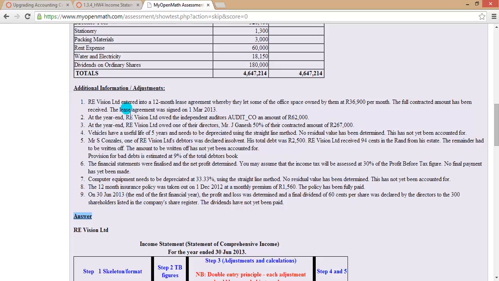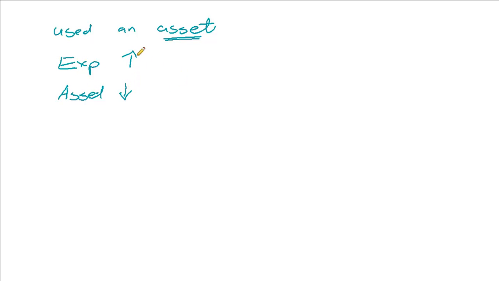We are using our vehicle. Remember, whenever we're using something, we need to record an expense. So what's going to happen? Well, because we used an asset, we're going to record an expense. Our expense is going to increase. We're going to calculate the amount just now, and because an asset specifically was used, my asset needs to decrease. So my expense is going to increase, my asset is going to decrease.